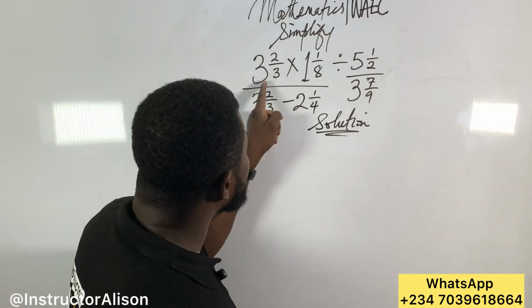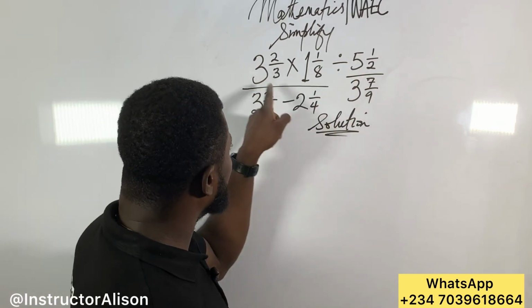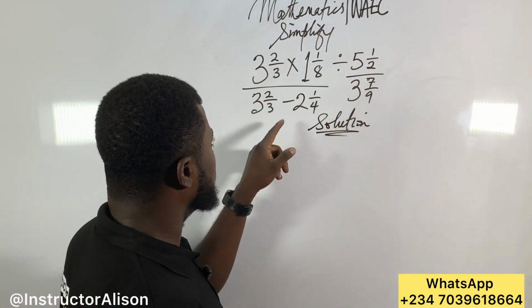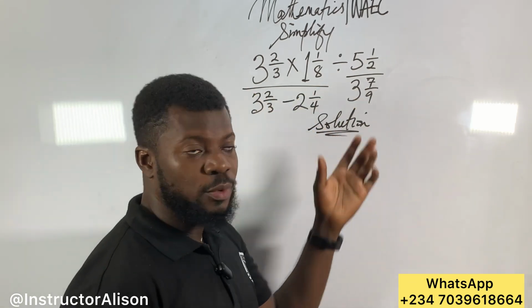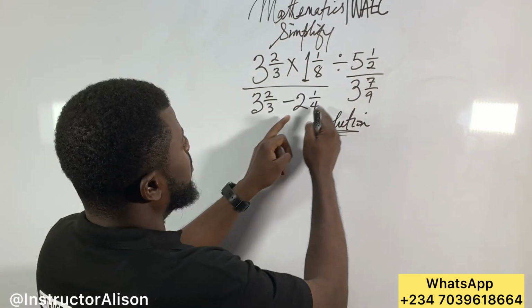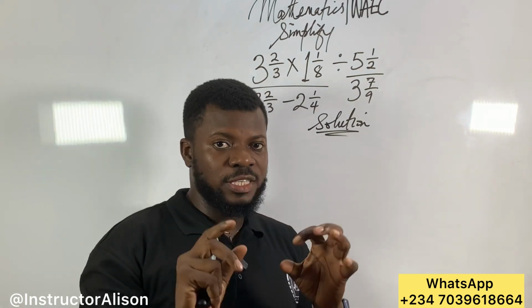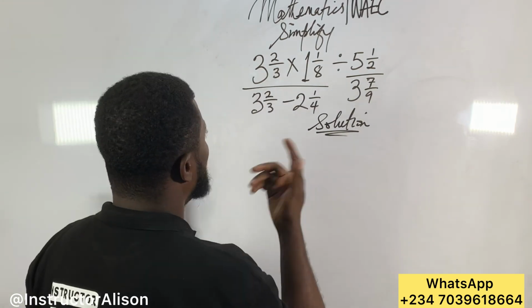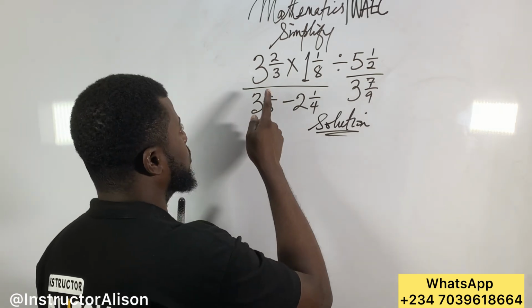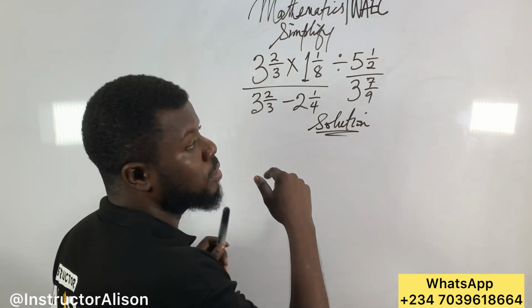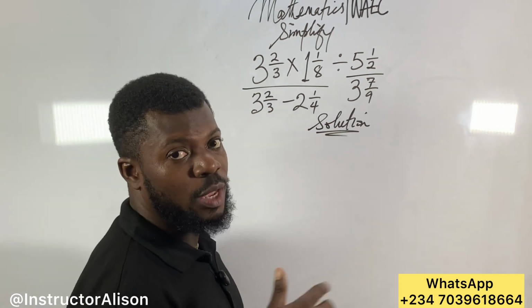Now you see say every one of these things dey improper fraction. So the first thing we do is convert from improper fraction to mixed fraction, and then to improper fraction. If you don't achieve that one, we go see the next step. How you want to do it?